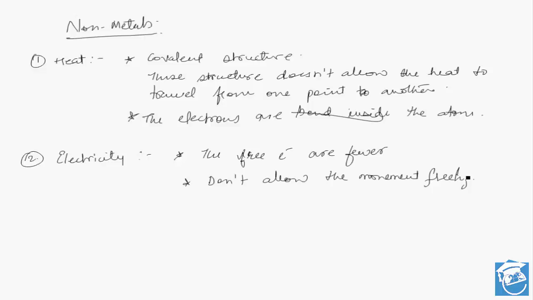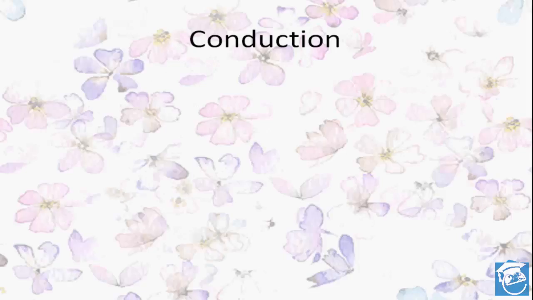Well, friends, let's understand by this: the non-metals have covalent bonds, which are actually very strong. So they don't allow the non-metal to pass heat or electricity through them. So these are some basic reasons why metals are good conductors and non-metals are bad conductors of thermal and electrical conductivities.